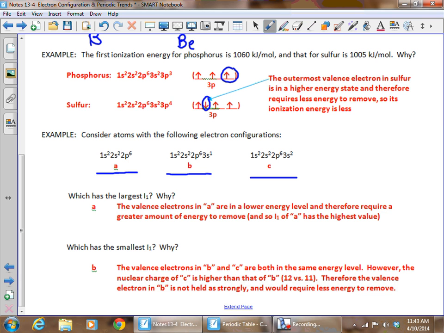This one has its last electron in that second energy level. Both of these are in the third energy level. As soon as we find that that 2p is in the second energy level, compared to the third, more energy is going to be required to remove it.